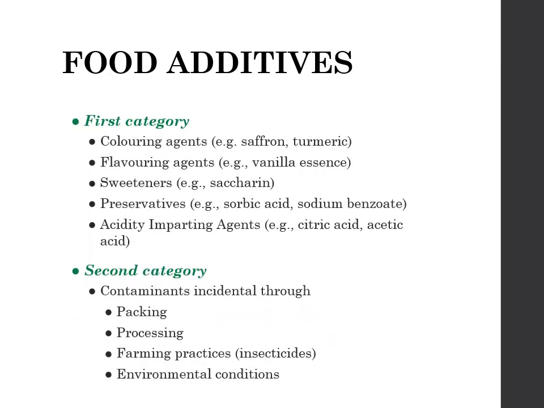Food additives are classified into two categories. The first category includes coloring agents like saffron and turmeric, flavoring agents like vanilla essence, sweeteners like saccharin, preservatives like sorbic acid or sodium benzoate, and acidity imparting agents like citric acid or acetic acid. The second category includes contaminants incidental through packaging, processing, farming practices like insecticides, and environmental conditions.